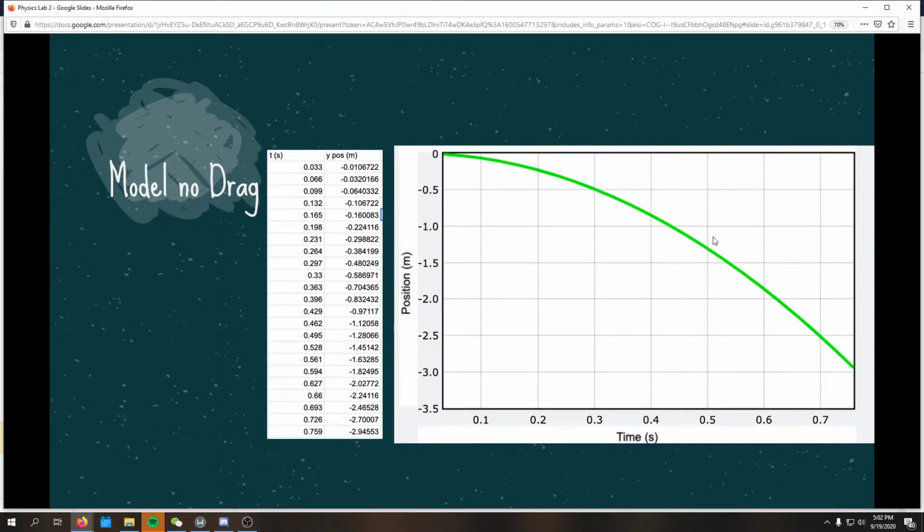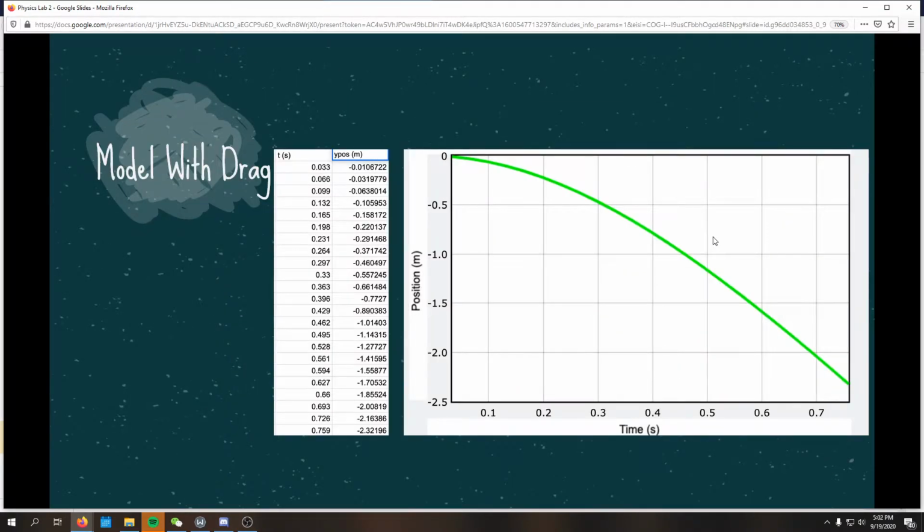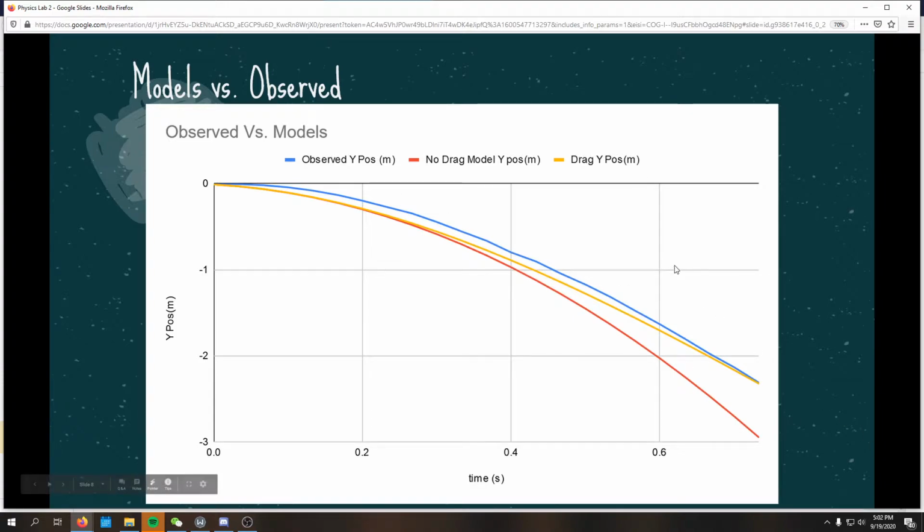So here's the model without drag, and here's the model with drag. As you can see, when we plot all three of these on the same plot, the model with drag approximates the motion of the ball a lot better than the model without drag. Both of them are relatively good approximations up until near the end of the motion of the ball, where the model with drag is much closer than the model without drag. Again, it still under approximates compared to the observed motion. However, it's still a relatively good model of the observed motion.